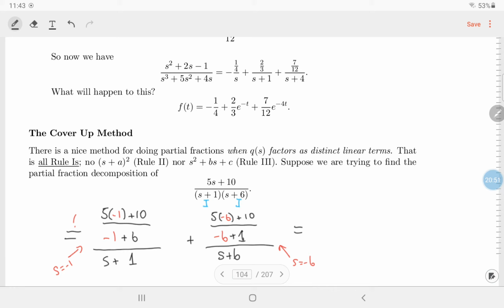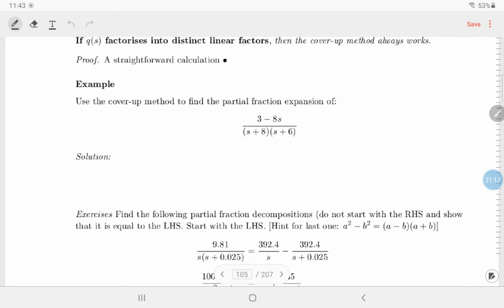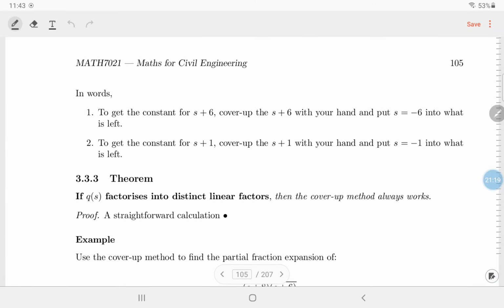So I think the first one is 10 minus 5, which is 5, over 5 is 1 over s plus 1. And the other one is 10 minus 30, which is minus 20, over minus 5, which is 4 over s plus 6. So much easier, but unfortunately it only works when everything is a rule 1. So that's putting it into words.